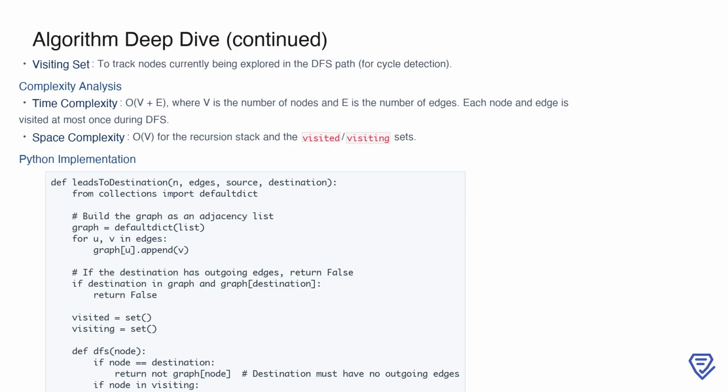By handling edge cases like checking for outgoing edges at the destination upfront, we further reduce unnecessary computation. For the complexity analysis, the time complexity is O(V + E), where V is the number of nodes and E is the number of edges. This is because each node and edge is visited at most once during the DFS. The space complexity is O(V), due to the recursion stack and the use of the visited and visiting sets. With this foundation, we can now look at the Python implementation of the algorithm.